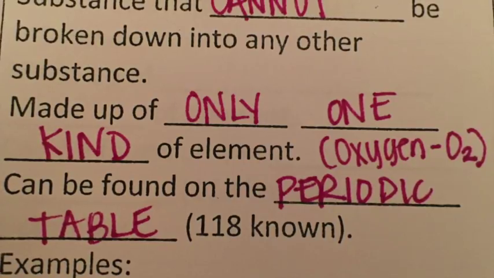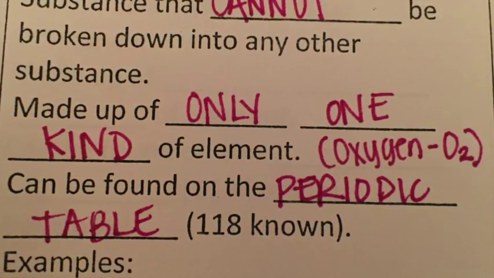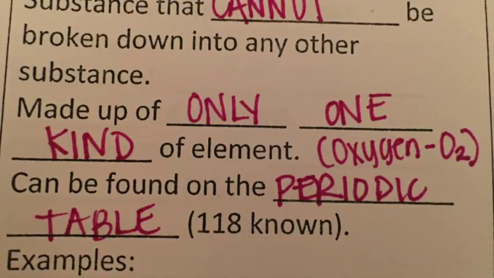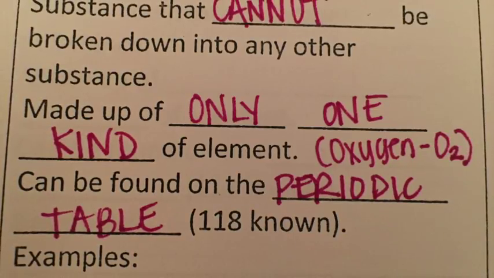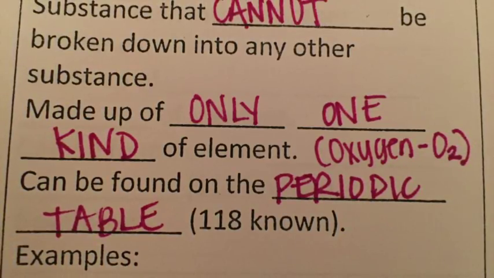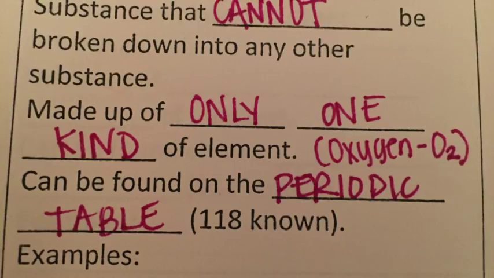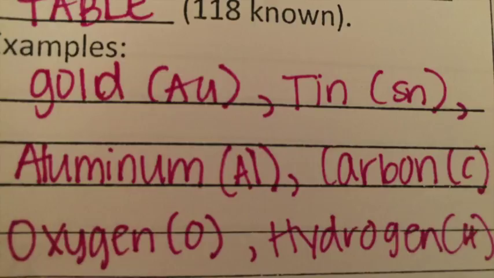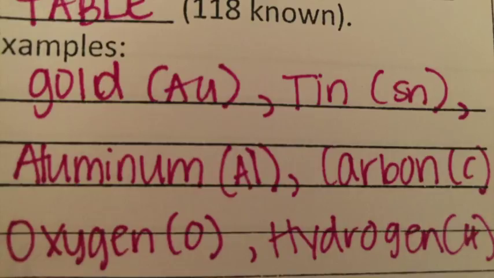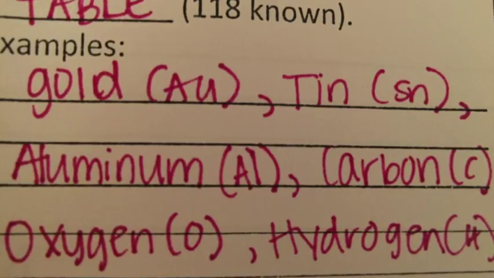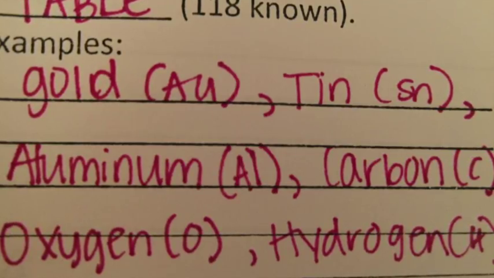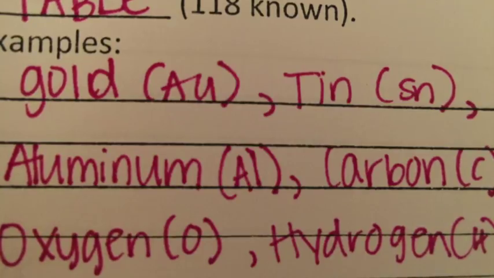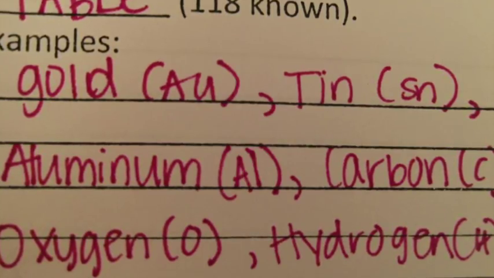And an element is something that can be found on the periodic table. So there are 118 known elements, and really that's also how we know if something is an element or is not. If it is on your periodic table, you can find it in your agenda, then it's an element. If it is not on that table, then it is not an element. So there are 118 known elements, but some examples are gold, and its abbreviation is AU, tin, its abbreviation is SN, aluminum's abbreviation is AL, carbon's abbreviation is C, oxygen is O, and hydrogen is H.